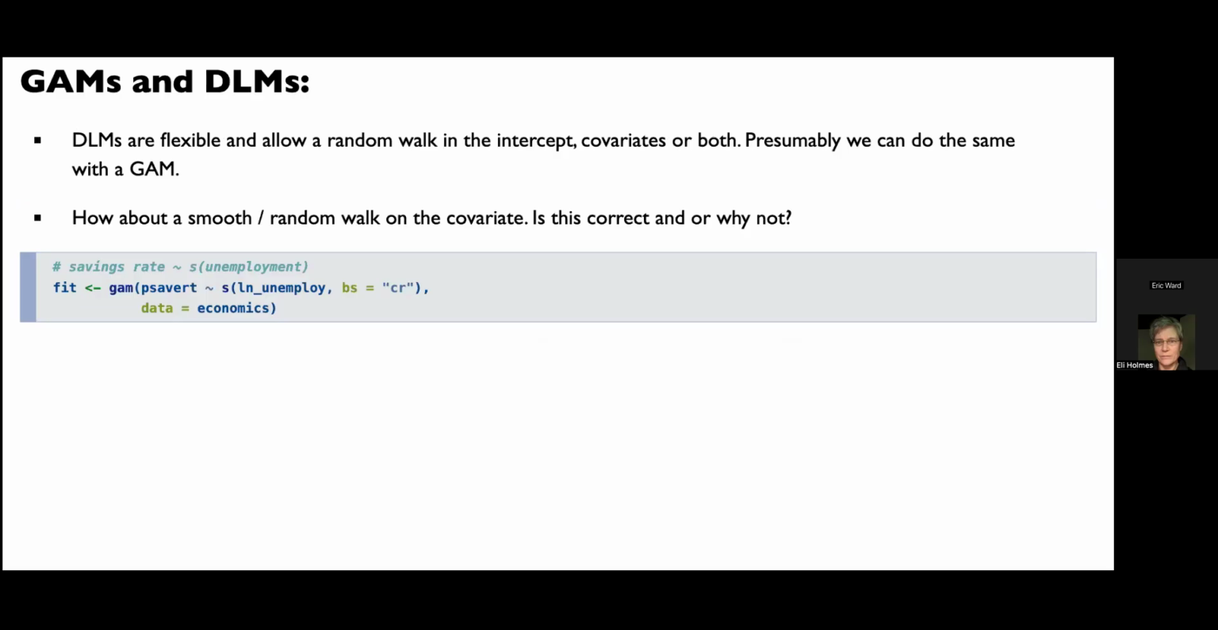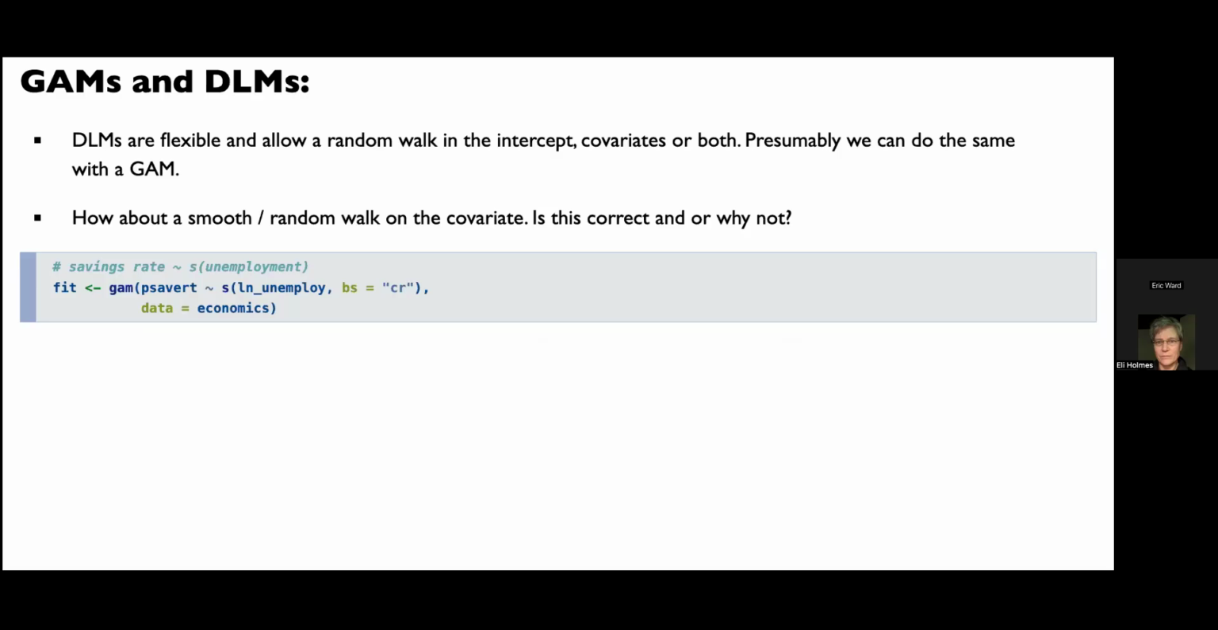Okay, so it gets a little bit more complicated if we want to move on from the intercept-only model and think about using GAMs to fit models where the covariates are varying over time. In the DLM material that Mark was talking about, we talked about DLMs where only the intercept varies, DLMs where the slope is the only thing that's varying, and DLMs where the intercept and the slope are varying at the same time.